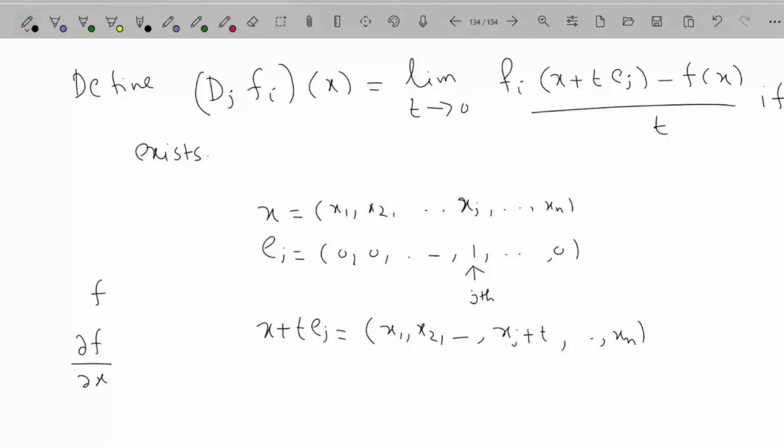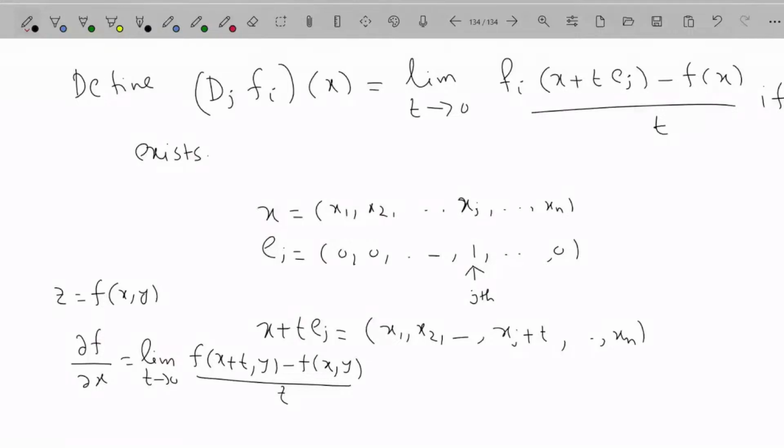We just take the limit as t tends to 0 of f of (x plus t, y) minus f of (x, y), divided by t. And how do we define the partial derivative with respect to y? The limit, you can think, as t tends to 0 of f of (x, y plus t) minus f of (x, y), divided by t. Okay, so we are doing the same thing over here.